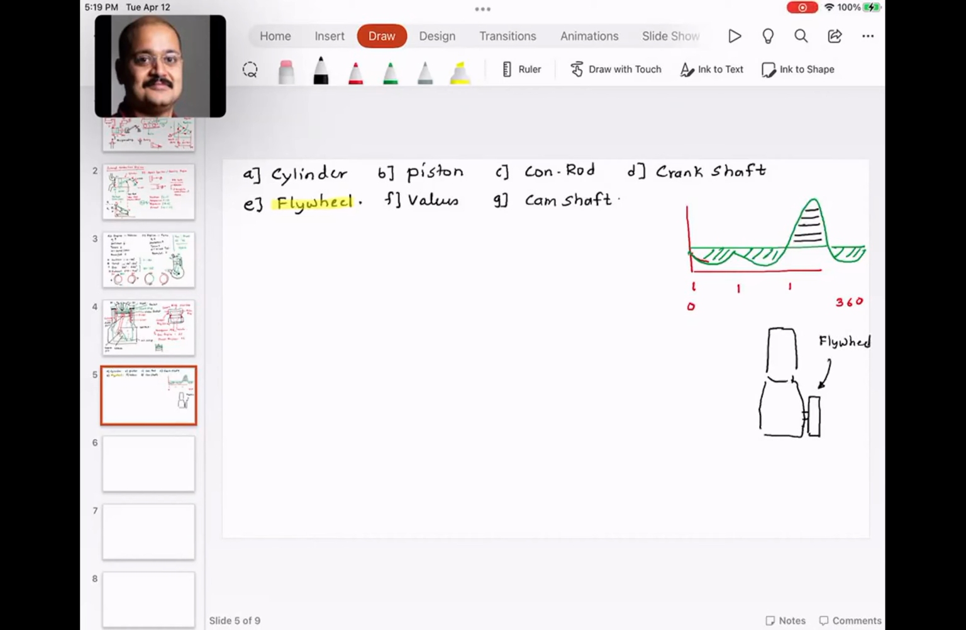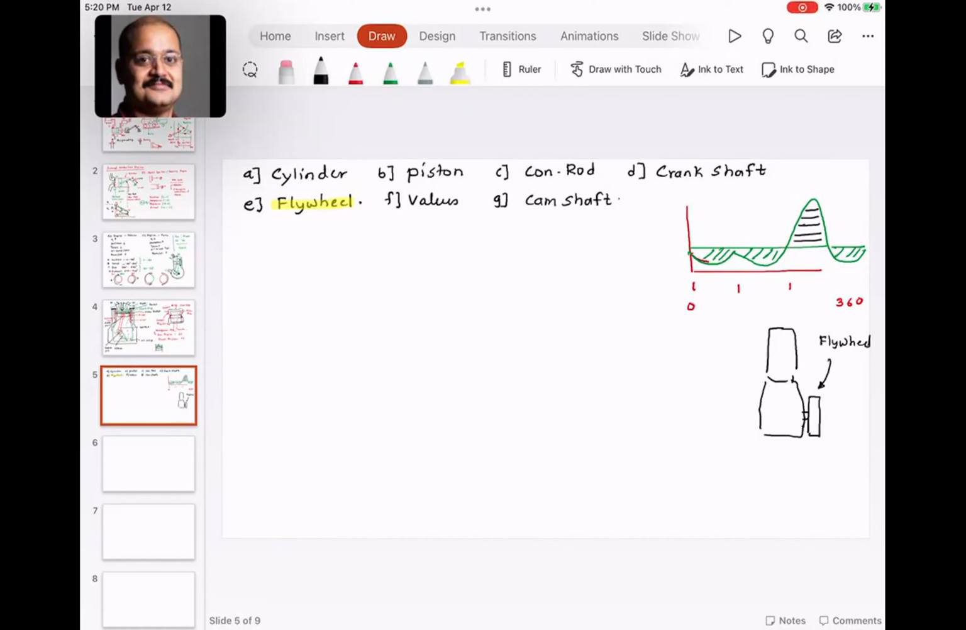So what happens with this flywheel? Flywheel is like a capacitor. It stores energy during the expansion stroke, and the flywheel powers the suction, compression, and exhaust stroke. So even though you don't notice it, the flywheel speed gets changed in every stroke. So basically, flywheel is storing this huge energy, and it's giving out part of the energy during suction, compression, and exhaust stroke. So that is the function of the flywheel.